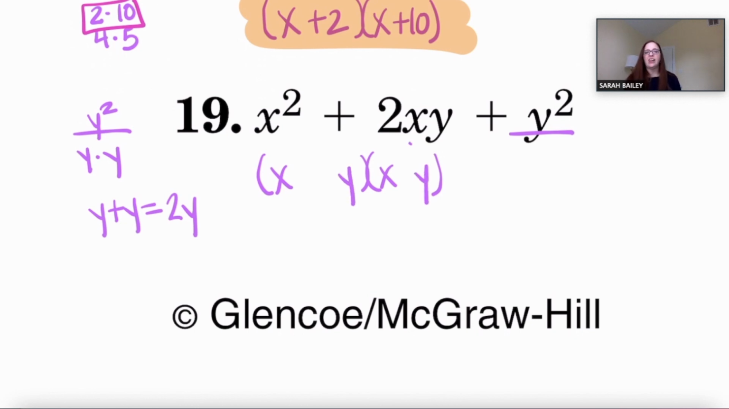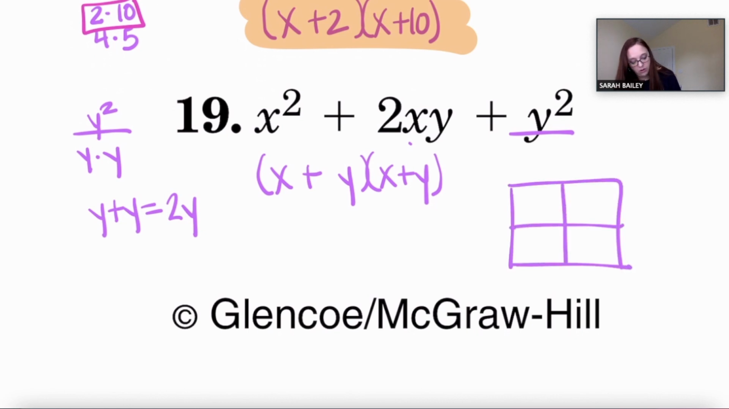And so what about that x? That one is looking a little tricky, right? Let's test this out. It should be x plus y times x plus y. So whenever you're in doubt, let's double check by multiplying using that box method. So if I do x plus y times x plus y, I get x squared.